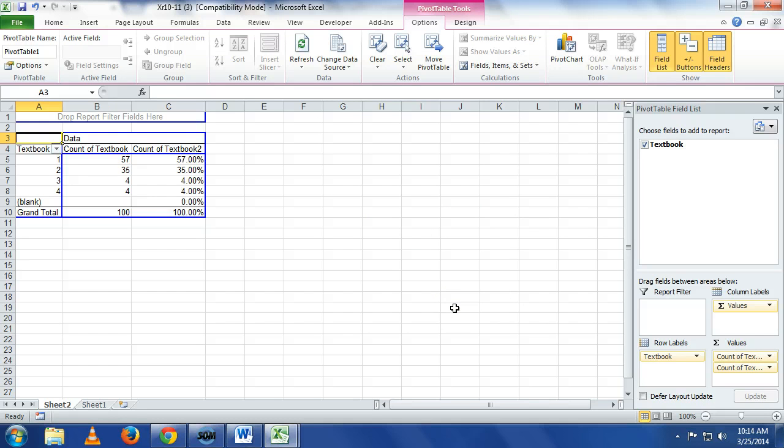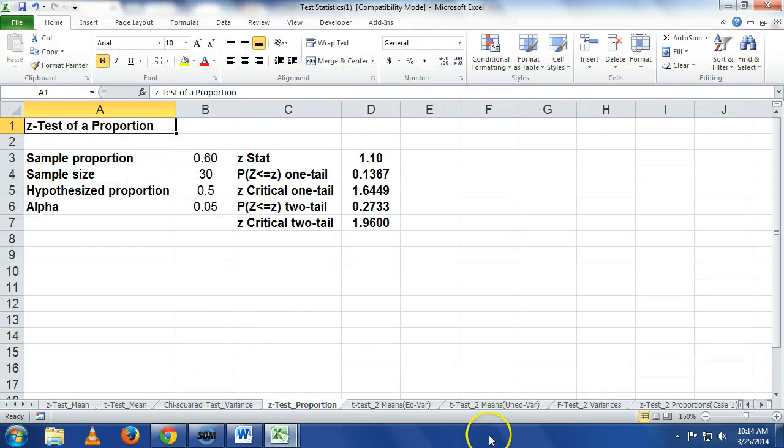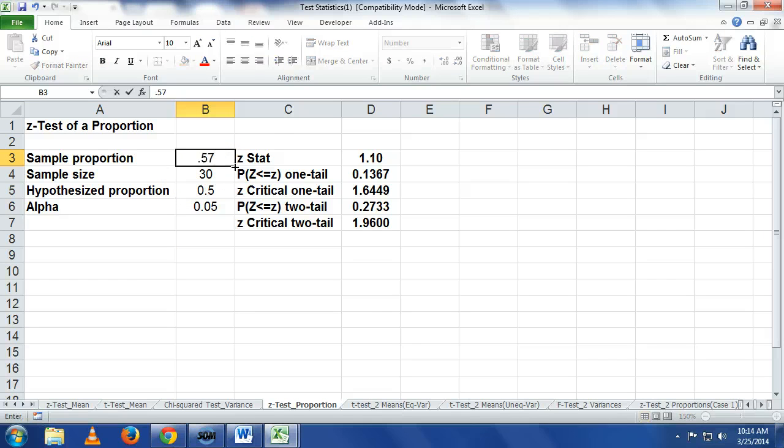So, I don't care how you get there, okay, but you need to figure out the sample proportion and the sample size in order to use teststatistics.xls. Let's go back to teststatistics.xls. And our sample proportion was what? What was p hat? 0.57. Our sample size was 100. Our hypothesized proportion, we're trying to prove it's greater than 50%.